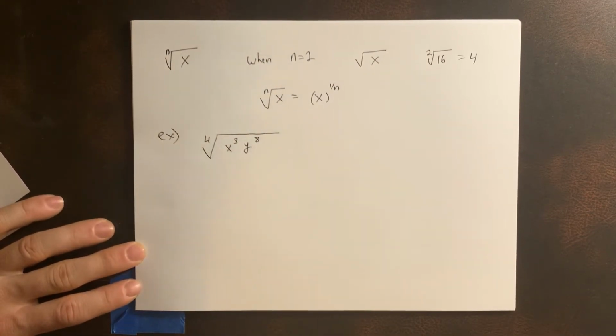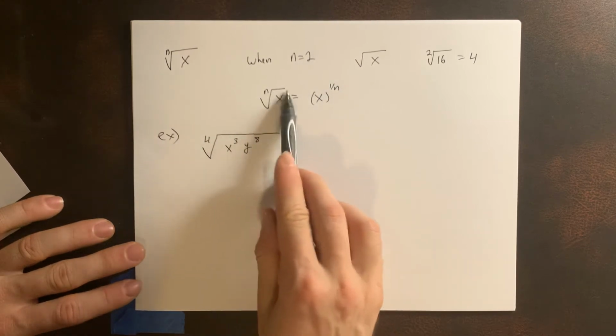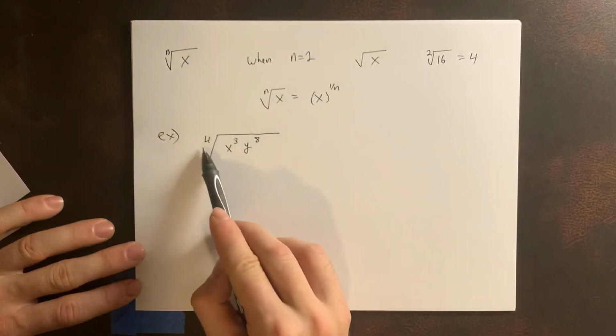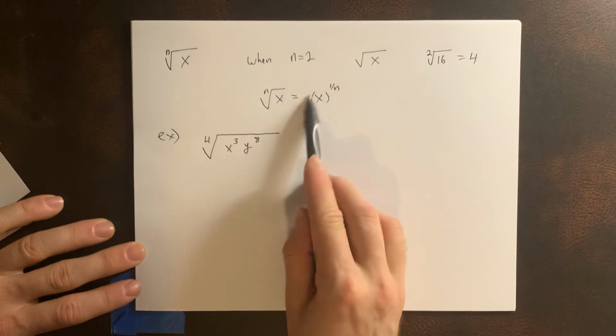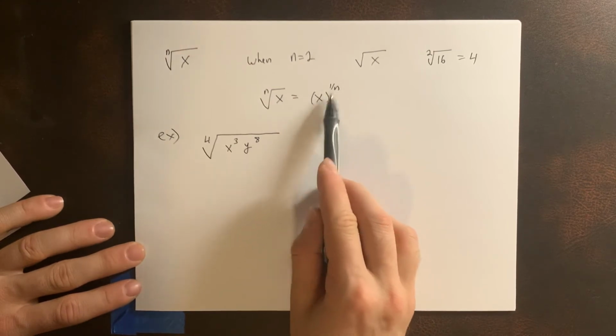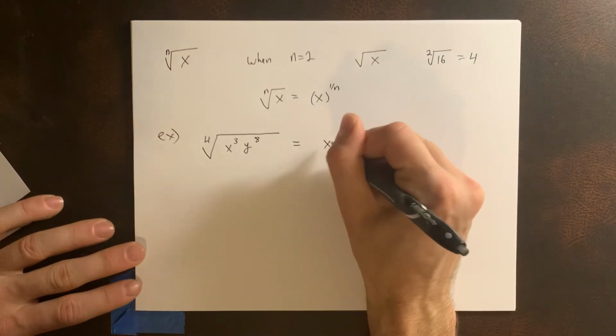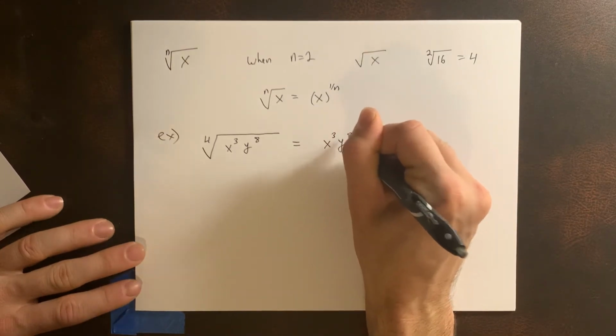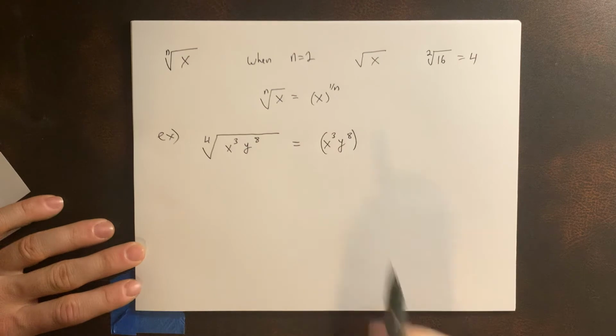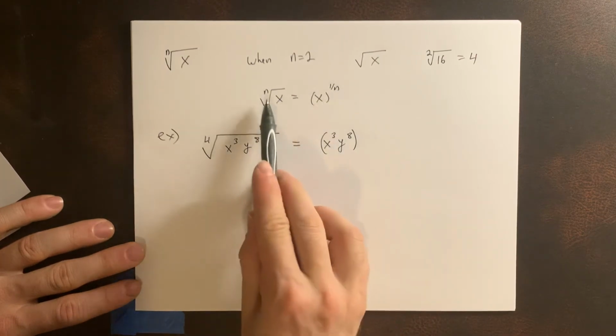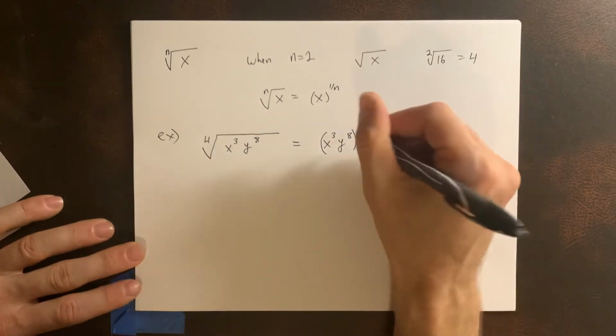So we want to simplify this. The easiest way is going to be first converting this radical sign, with the 4, into this notation. So just parentheses with an exponent. So this is going to be x to the 3, y to the 8. We have our thing, and now to the 1 over n. Here's our n. Our n is 4, so we're going to do 1 over 4.